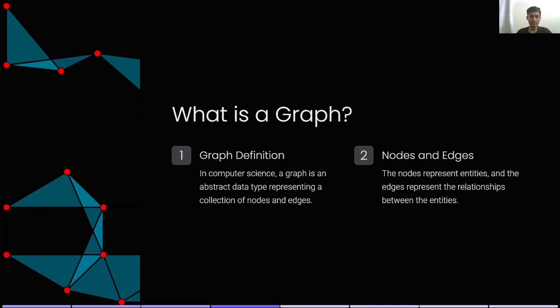What is a graph? First one, graph definition, and second one is nodes and edges. Let's see one by one. The first one is graph definition. In computer science, a graph is an abstract data type representing a collection of nodes and edges. The nodes represent entities and the edges represent the relationships between the entities.